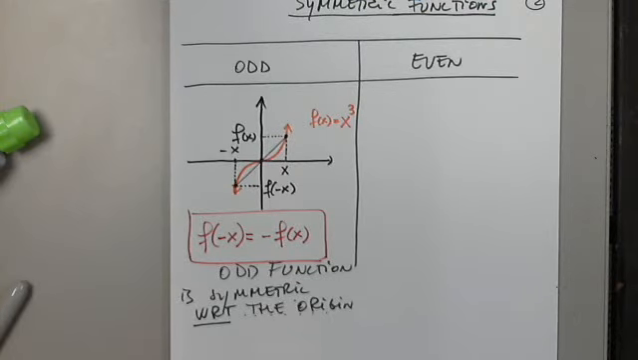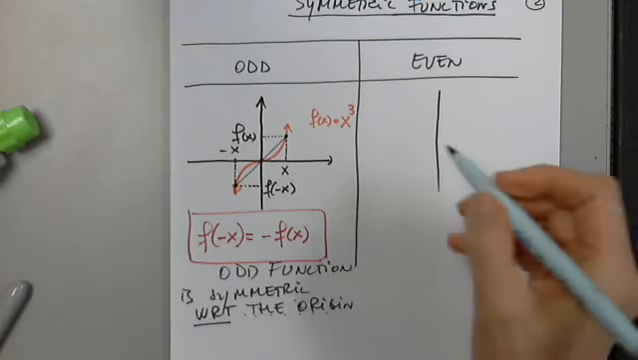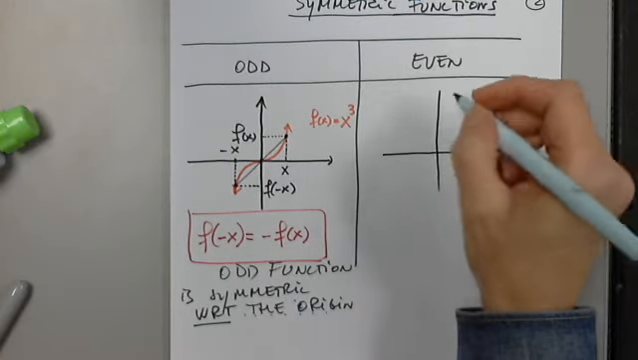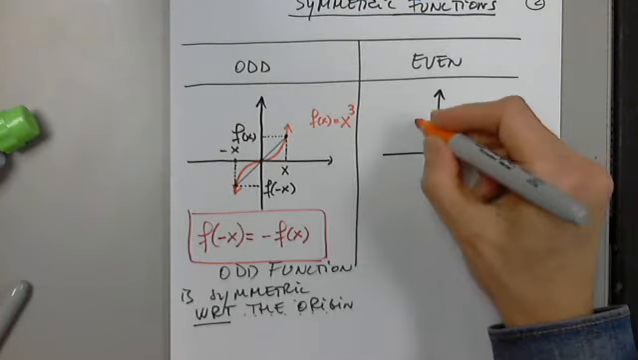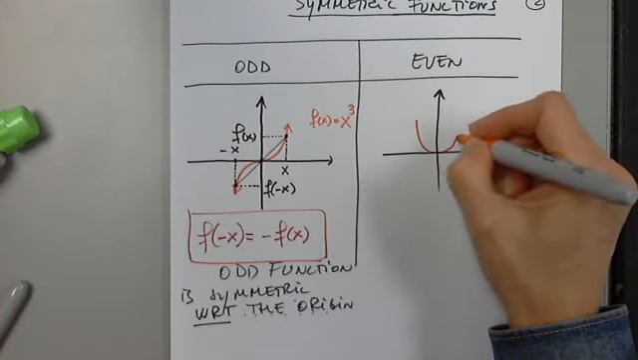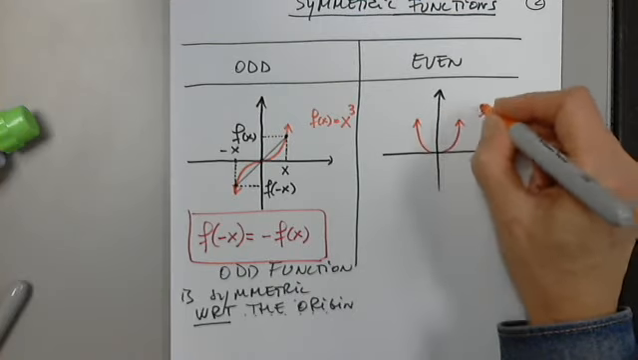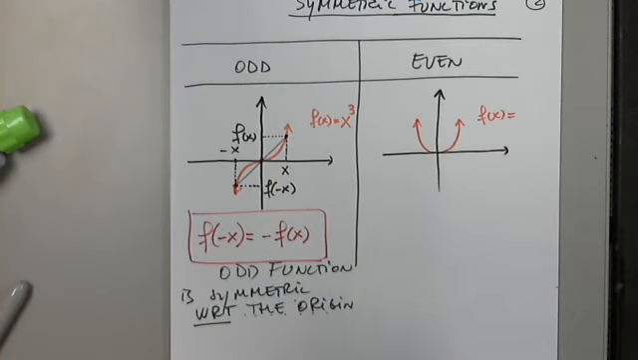Let's look at even now. I'm going to graph another function. Of course, I cannot use the same one, obviously, for obvious reasons. Can anyone tell us what this function is? X squared. Awesome.